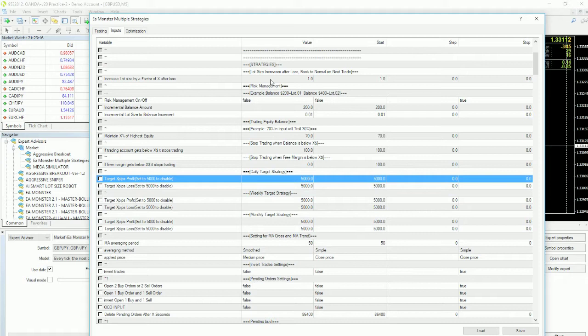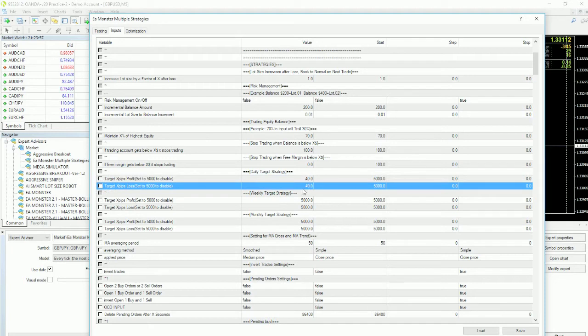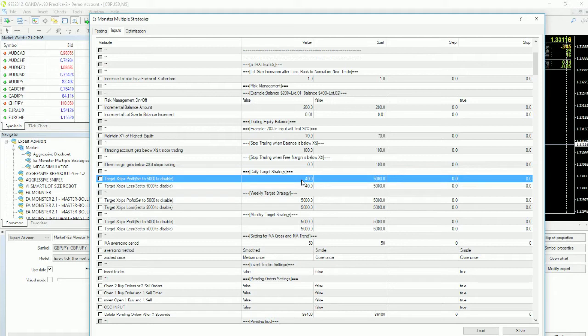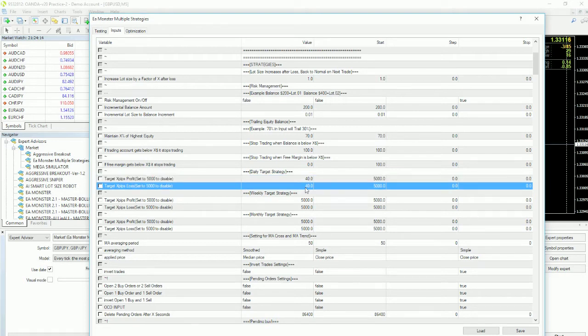So if you set that to like 40 pips, for instance, let's say you set this to 40 pips, it will target it and has to close in profit or loss. And if it closes in profit over 40 pips, it will stop trading for the day and then restart the EA again and start trading again. The same thing with the loss. If it closes in loss less than 40 pips in the day, 24-hour period, it will stop trading and trade again the next day.